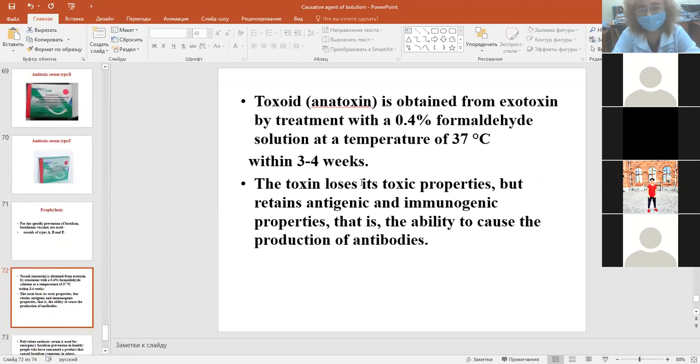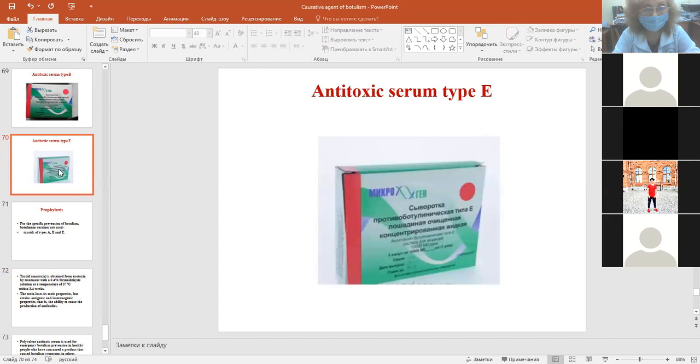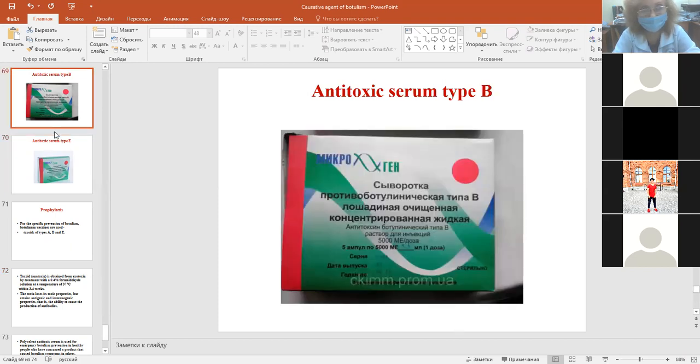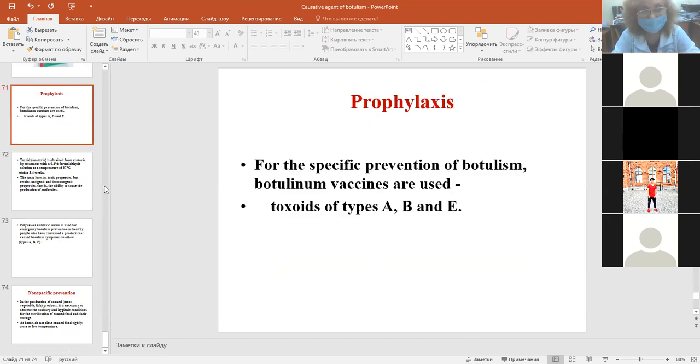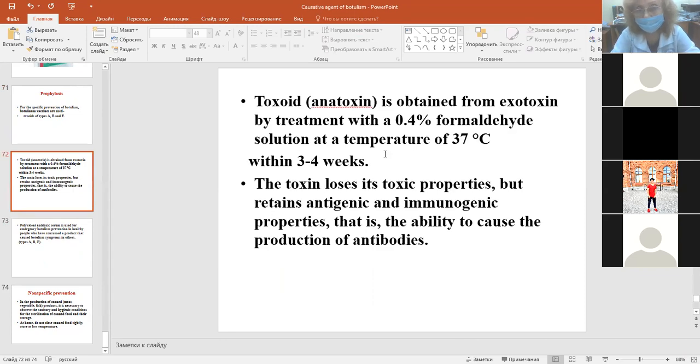You did study toxoids. I'm going to remind you what it is, toxoid, because maybe some of you on the exam will get preparations, and you will see, not serum, toxoids. You will get a preparation named toxoid. So you should explain what it is. Toxoid, anatoxinum in Latin, is obtained from exotoxin of bacteria by treatment with a 0.4% formaldehyde solution at a temperature of 37 degrees Celsius within 3-4 weeks.